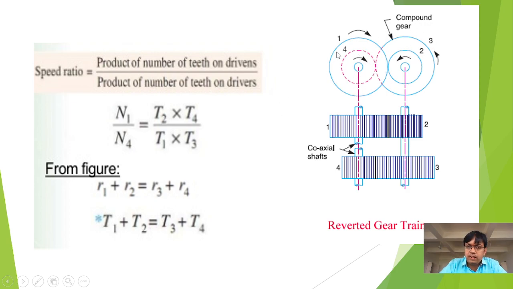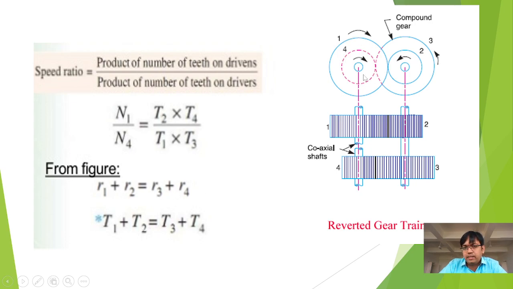And for the other relation, by assuming the module of all the gears to be the same, from the figure you can see the combination. First, see the combination between gear 1 and gear 2, and the center distance between gear 1 and gear 2. The center distance between gear 1 and gear 2, in combination with gear 3 and gear 4, can be written as: the radius of gear 1, R1, plus the radius of gear 2, R2, is equal to the radius of gear 3, R3, plus the radius of gear 4, R4. That has been written here from the figure. R1 plus R2 is equal to R3 plus R4.